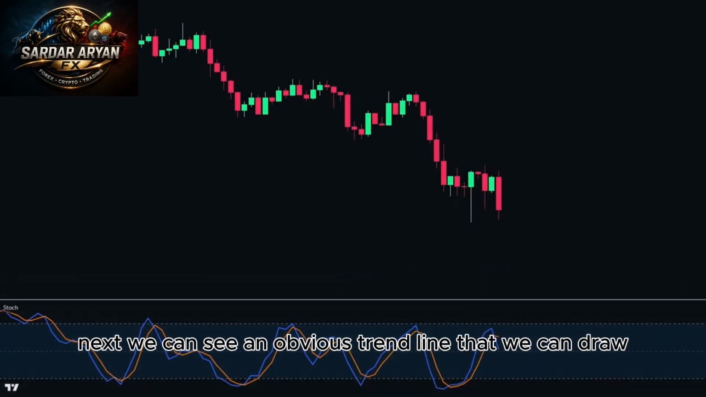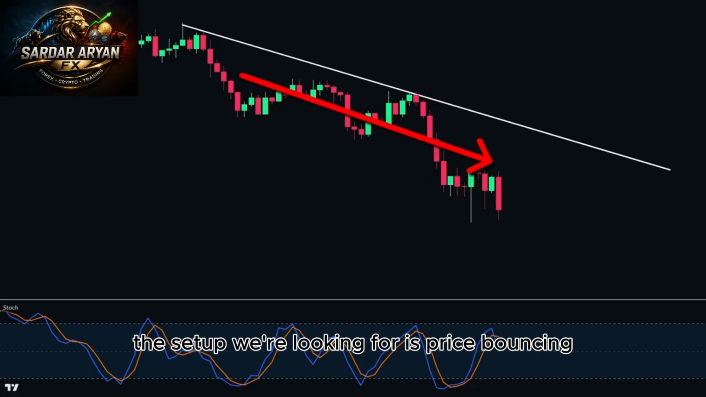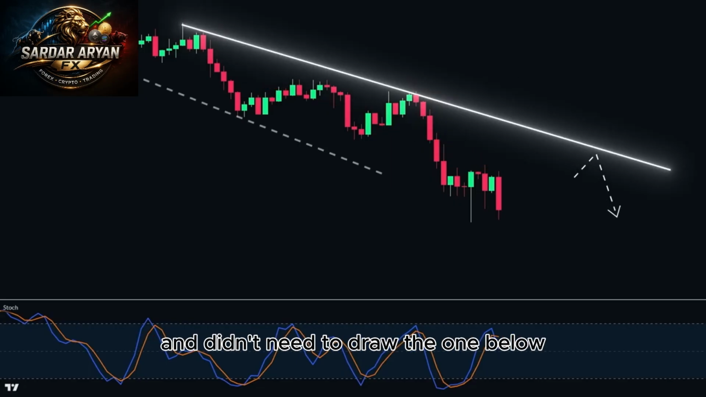Next, we can see an obvious trend line that we can draw at these swing highs, so just draw it right there. Now, since the overall trend is heading down, the setup we're looking for is price bouncing off this trend line to the downside. That's why we only draw the trend line above and didn't need to draw the one below.